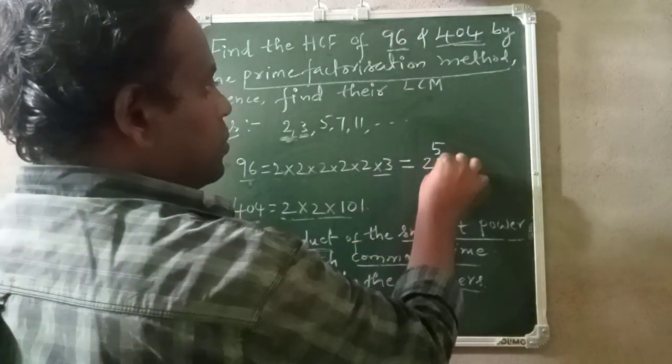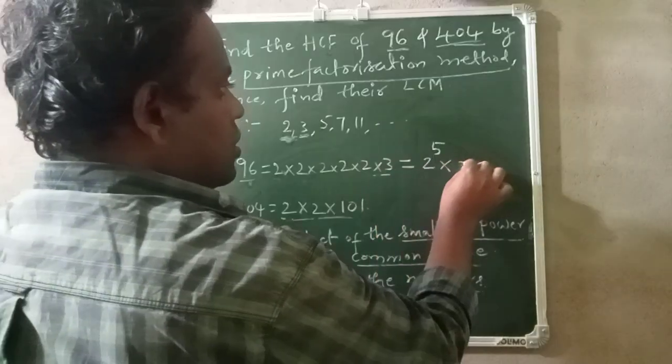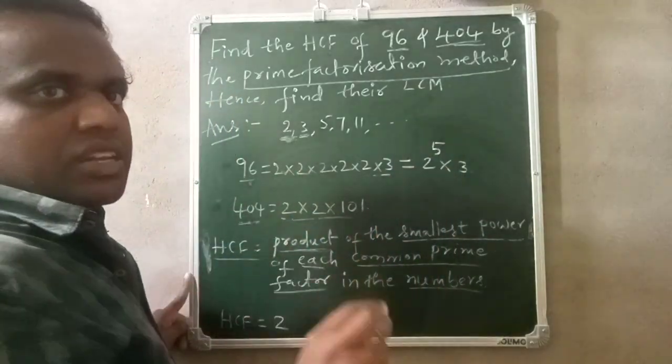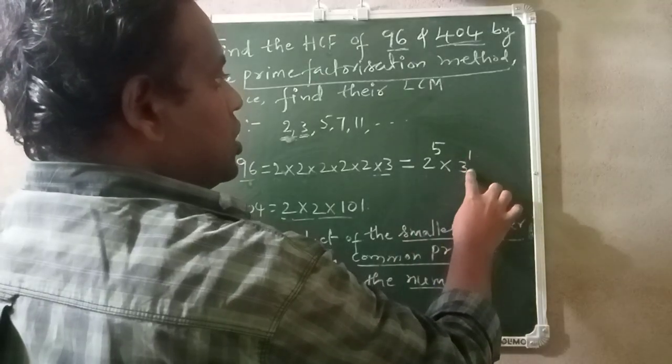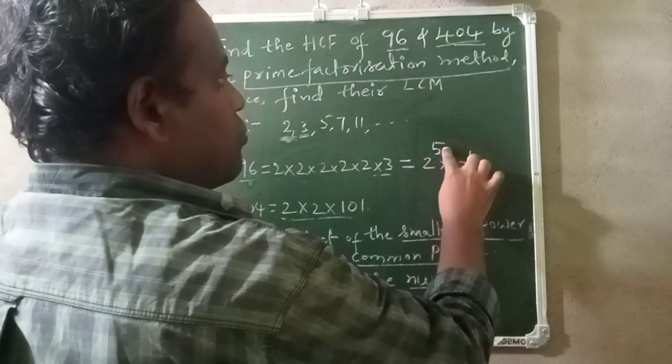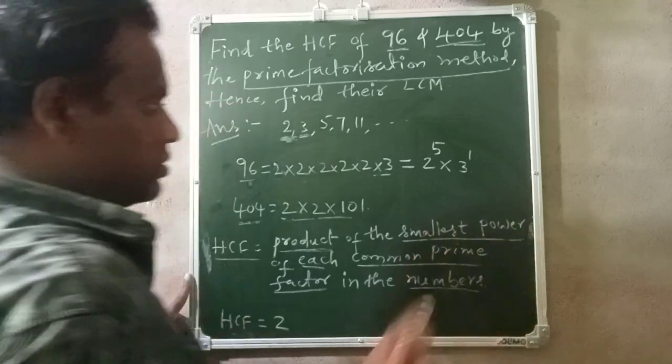After that, into the next 3. How many 3s are there? Only 1, so you write 1 here. So these are the powers: 3 to the power 1, 2 to the power of 5. 5 and 1 are the powers.